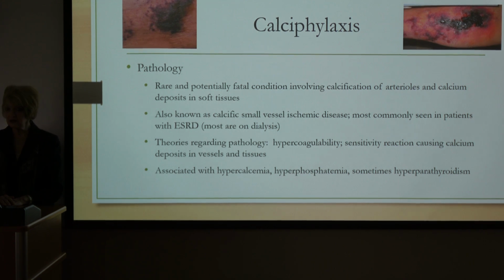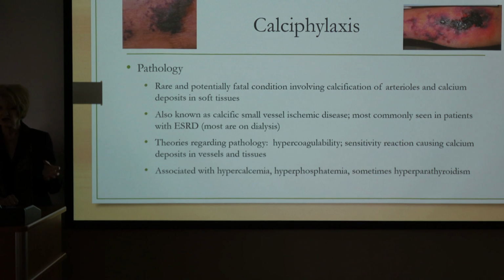What we see clinically, these patients have elevated calcium levels, they have elevated phosphorus levels, sometimes they have elevated parathormone levels. So you think, parathormone, isn't that the parathyroid hormone? Yes. And what's its job? To regulate calcium and phosphorus levels. So a small subset of patients with calciphylaxis do have parathyroid disorder and might benefit from parathyroid resection. That's not true of the majority.